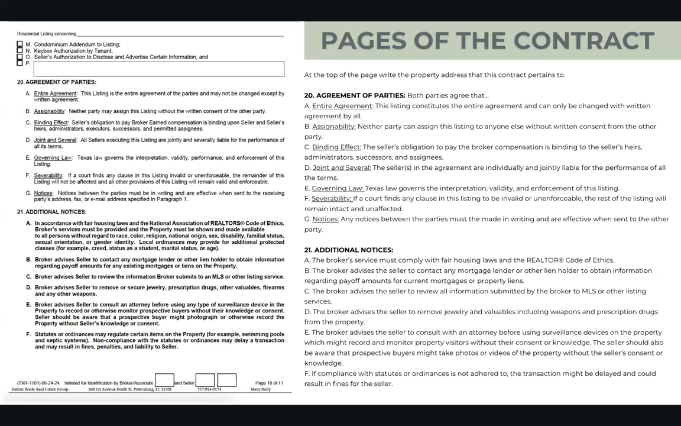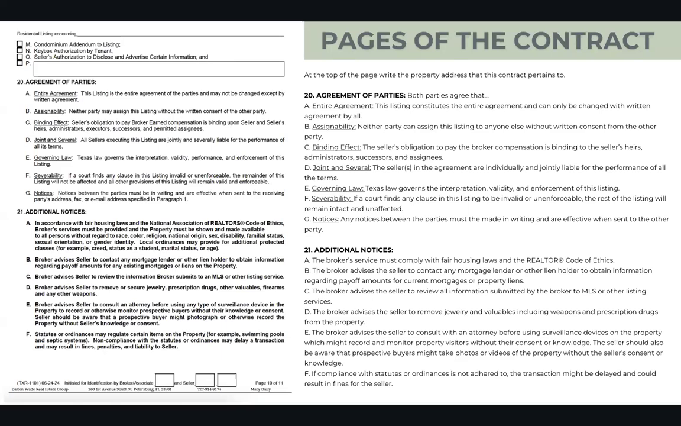Number 20, agreement of parties. So the listing constitutes the entire agreement and can only be changed with written agreement by both. Neither party can assign this listing to anybody without the written consent from the other party. The seller's obligation to pay the broker's compensation is binding to the seller's heirs and successors. The sellers in the agreement are individually and jointly liable for the performance of all terms. Texas law governs the interpretation, validity, and enforcement of the listing. If a court finds any clause in this listing to be invalid or unenforceable, the rest of the listing will remain intact and unaffected.